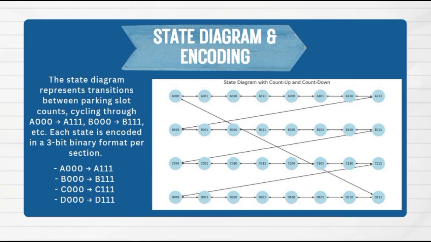State diagram and encoding. The state diagram represents the transition between the parking slot counting cycle, both A000, A111, B000 until B111. Each state is encoded to the 3-bit binary format per section. A starting from A000 until A111, B000 to B111, C000 until C111, D000 until D111.